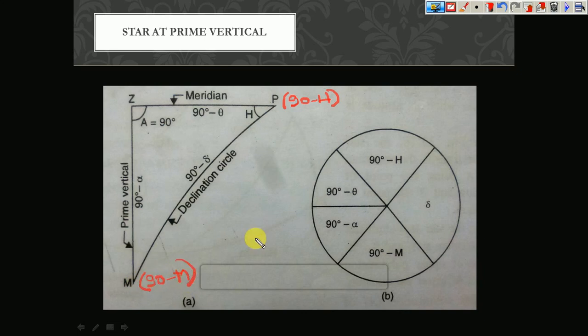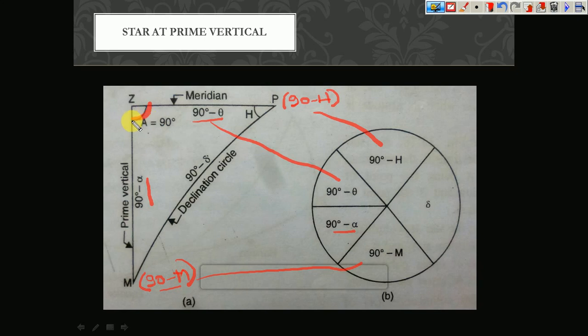So now I am writing it in terms of circle. So see here, 90 minus alpha I am writing here, and next to this term 90 minus m, the same term I am going to write here. Okay, so next 90 minus theta I am writing here, 90 minus h here. So the remaining term which is opposite to this angle.